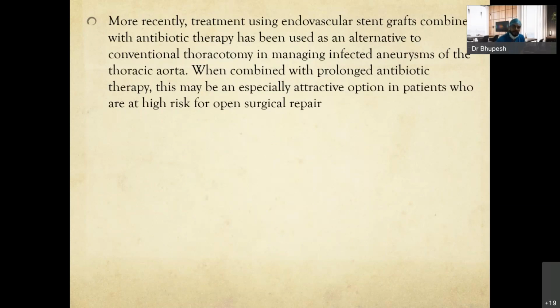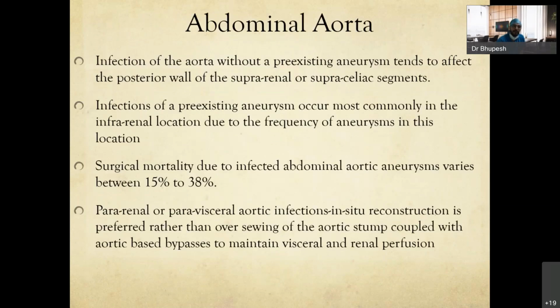Now coming to the abdominal aorta, infection of the aorta without a pre-existing aneurysm tends to affect the posterior wall of the suprarenal, supraceliac segment. Infection of a pre-existing aneurysm occurs most commonly in the infrarenal location, because the frequency of aneurysm in this location is higher. Surgical mortality due to infective abdominal aortic aneurysm varies between 15 to 38%.